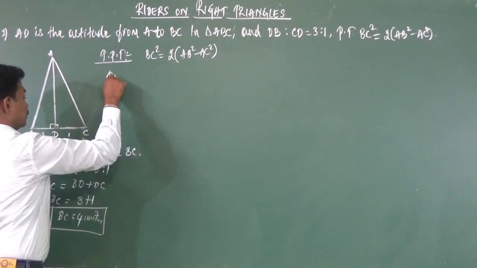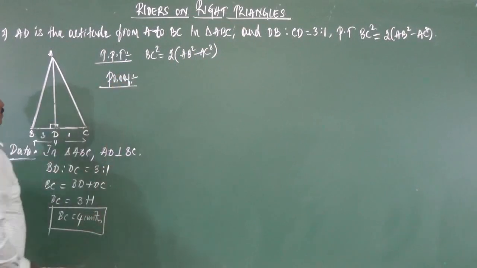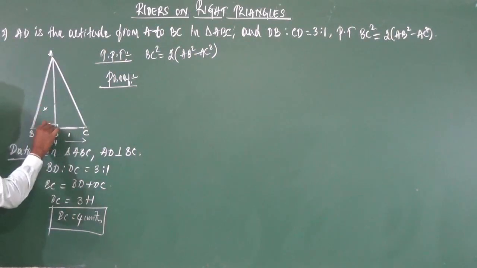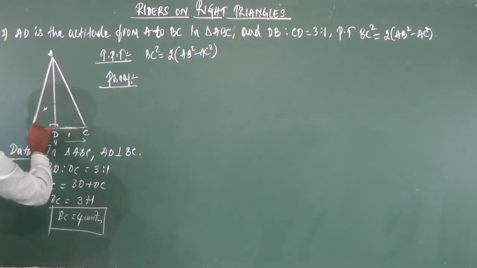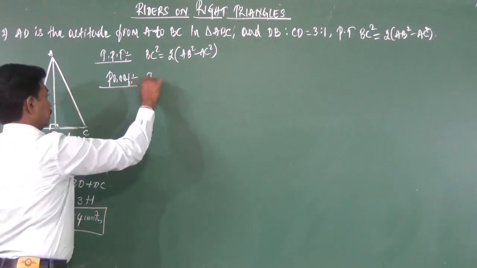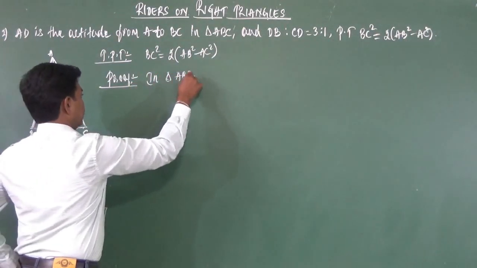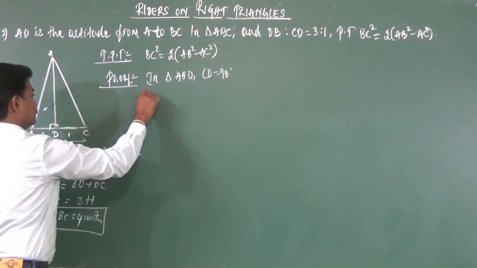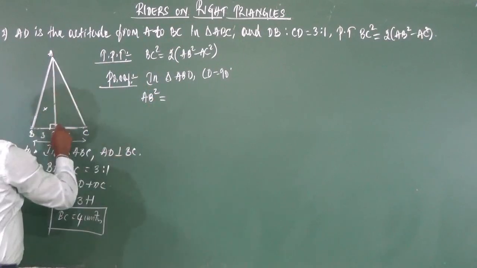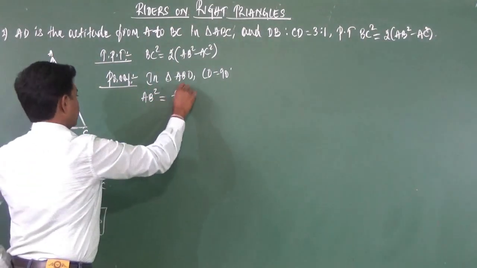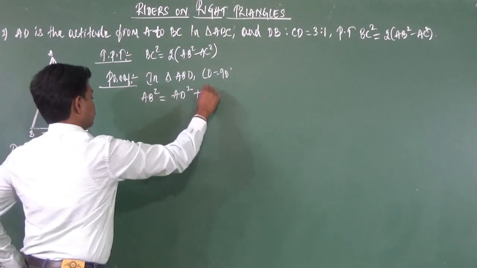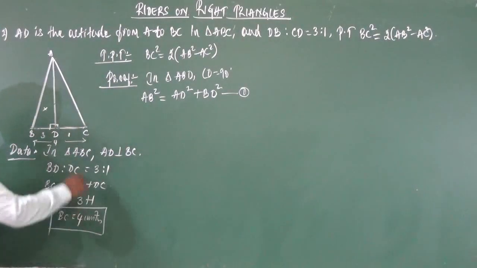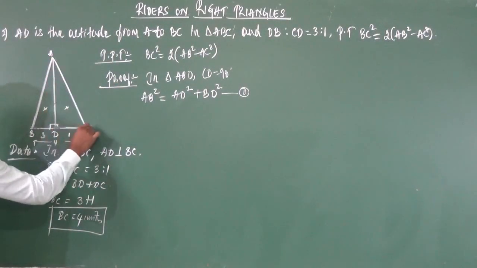So let us get into the proof. Right, very important. So first select triangle ADB. Select this triangle, which is a right angle triangle. Opposite to the right angle is the hypotenuse. So in triangle ABD, angle D is equal to 90 degrees. So AB square is equal to AD square plus BD square. Take it as equation 1 by applying Pythagoras theorem. So select another triangle. In triangle ADC.